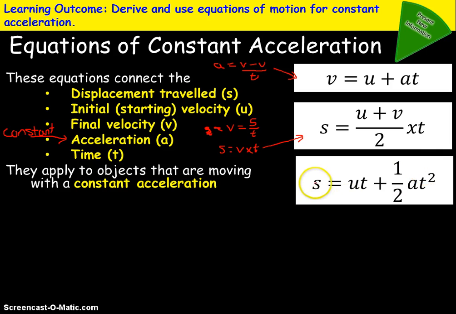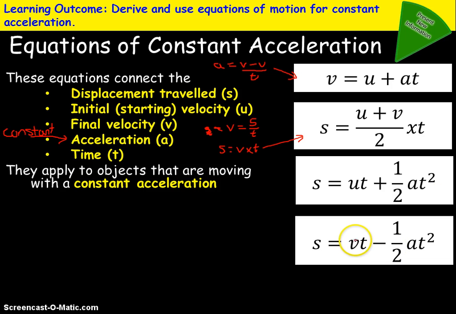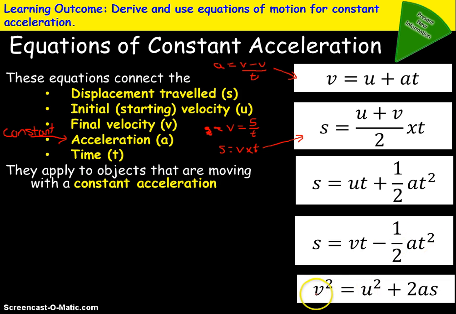The next equation is the displacement is equal to the initial velocity times time plus half the acceleration multiplied by time squared. And one that's very similar, this is the one that's missing from the specification, is s = vt minus half at squared. And the last one is v squared is equal to u squared plus 2as. So you should write all these equations down and learn them, commit them to memory.